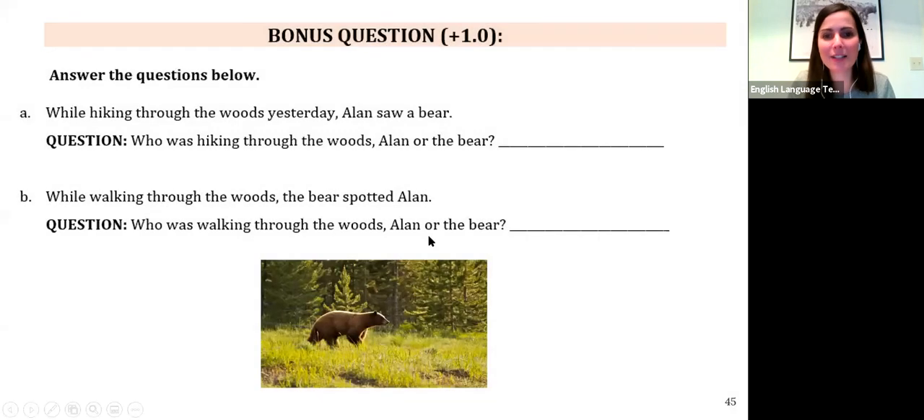Or something like this, when we were studying adverb clauses, reduction of adverb clauses, right? While hiking through the woods yesterday, Ellen saw a bear. So who was hiking through the woods, Ellen or the bear? We have the reduced adverb clause here, right? But while walking through the woods, the bear spotted Ellen. So who was walking through the woods, Ellen or the bear, right? So I give them those bonus questions, and they look forward to the bonus questions as well.